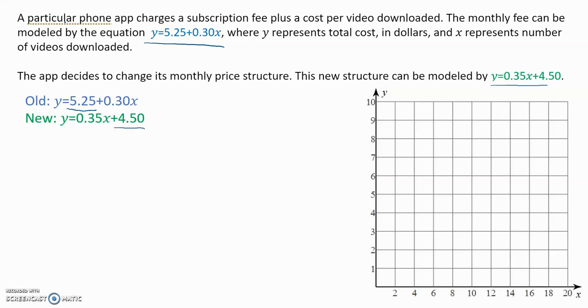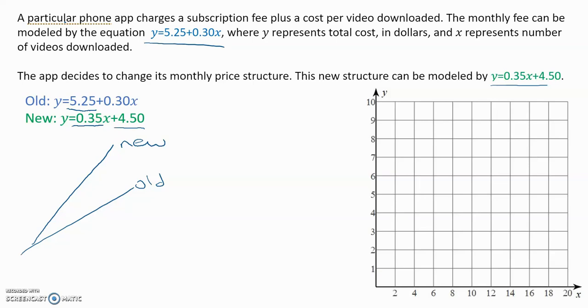So based on just those two values, you could say the new plan is cheaper. However, the cost per video or the rate of change is greater. So it's going to be a much steeper slope. So this one might be new and this one might be old. So we don't actually know which one's cheaper or more expensive because we don't know how many videos we will be downloading or this person might be downloading. So how do we compare them?